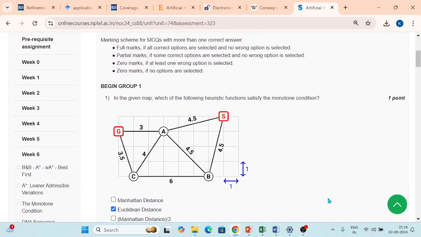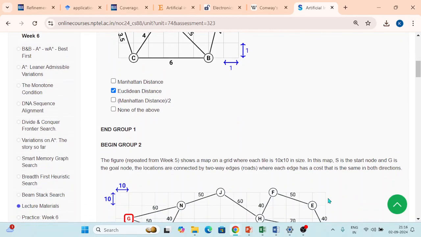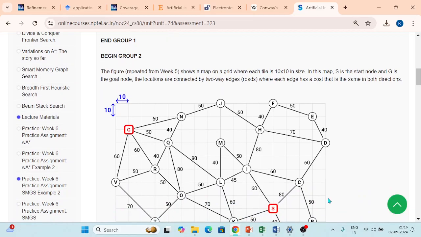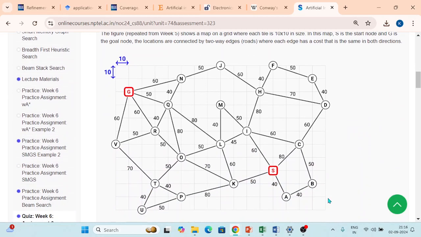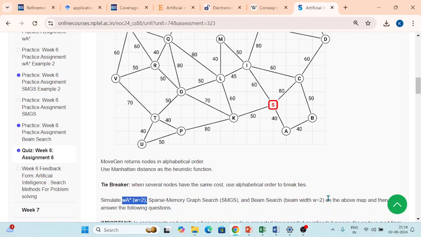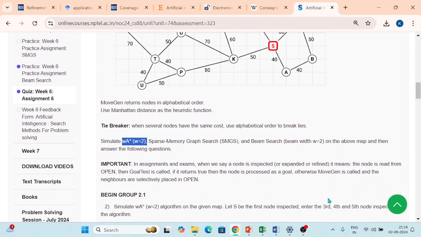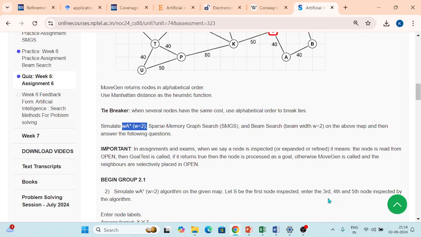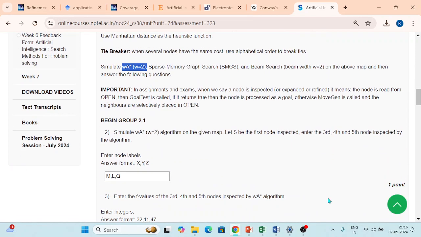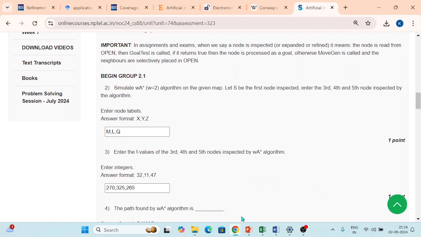So group 1, in the given map, which of the following heuristic functions satisfies the monotone condition? The answer is Euclidean distance. Coming to group 2, the same graph once again they had given to us and asked us to calculate, following the algorithm, that is WA star with W equal to 2.